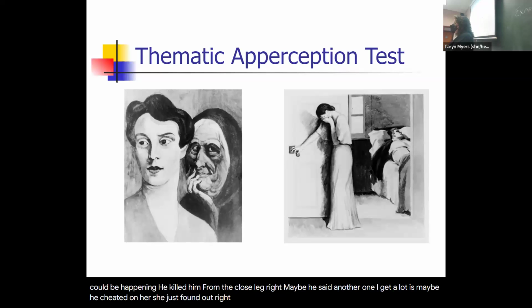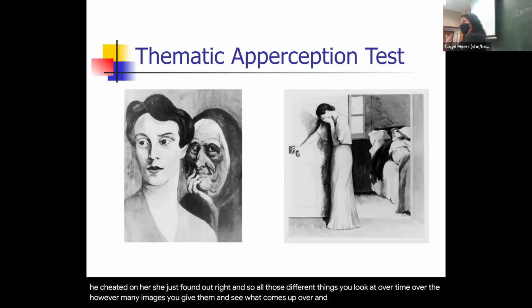Another one I get a lot is maybe he cheated on her and she just found out, right? And so you look at all those different things over time, over however many images you give them, and see what comes up over and over and over again.